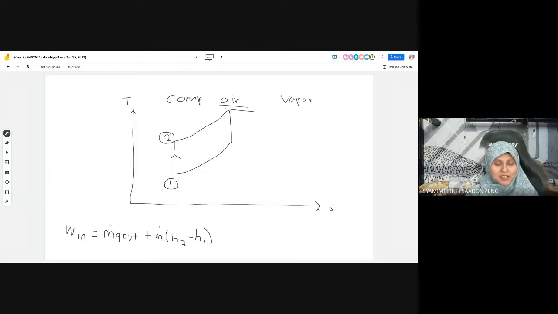Okay, so it's easy once you understand the concept, once you understand the process. So that's why it's very important to locate the process first, in a diagram, sketch it. Okay.